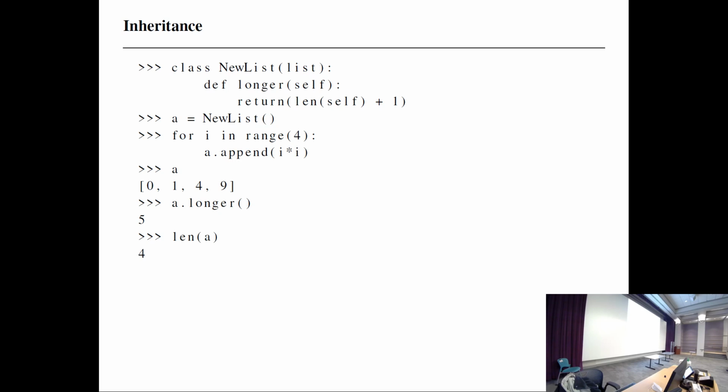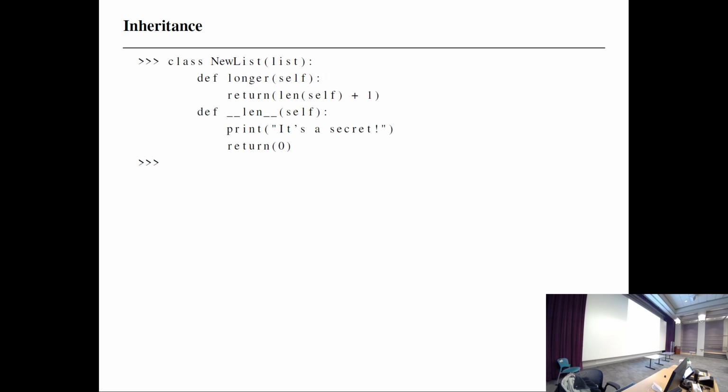Because A internally is still just a list, the only thing that's different is it has a new method called longer, which returns 1 more than the length of self. So this length here is the same as this length, 4 plus 1, and that's what this returns. So you can see how, by starting with a built-in class, you can specialize it and add features to it and make it behave more like the thing you need it to behave like. All right, let's do a little more here.